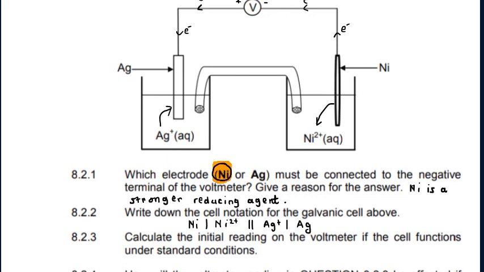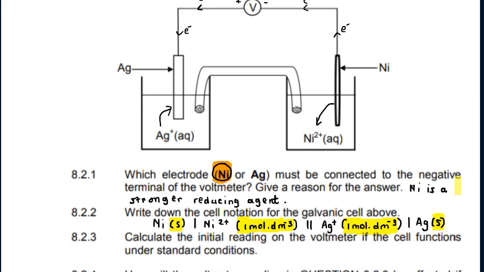If you want, you can put in the conditions, so the fact that these ones that are in solution have to be in a 1 molar concentration, and you can also put in the states. I'll just show you what that will look like. But you can see how that first cell notation that we wrote down is much quicker. If you want to add this extra information, you can.